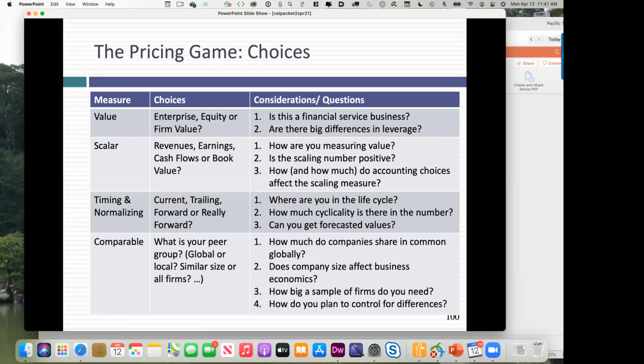So that choice is going to be driven by when you get into Capital IQ and you start screening for geographies, are you getting enough companies to be able to do pricing? So pick EV or equity, what you're going to scale it to, how you're going to time it, and what your peer group looks like.